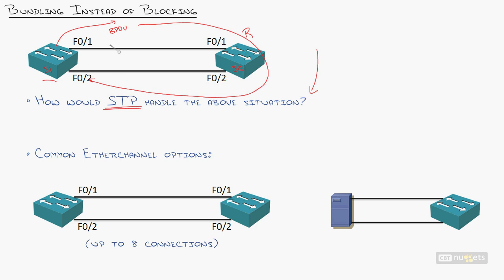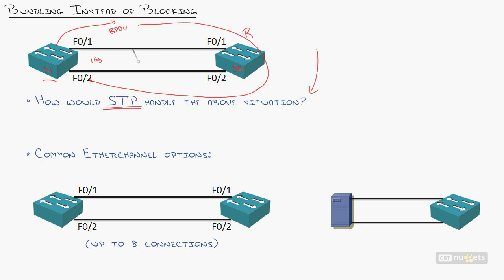So the first thing it's going to do is find the best way to get to the root bridge, and then try and block the alternate paths, the non-best ways. Well, in this case, let's just say both of these are gigabit ports. I'll just put 1 gigabit per second on there. So both of these are gigabit. It's going to say, well, the costs are equal, so I really don't have a best way to get to the root bridge.